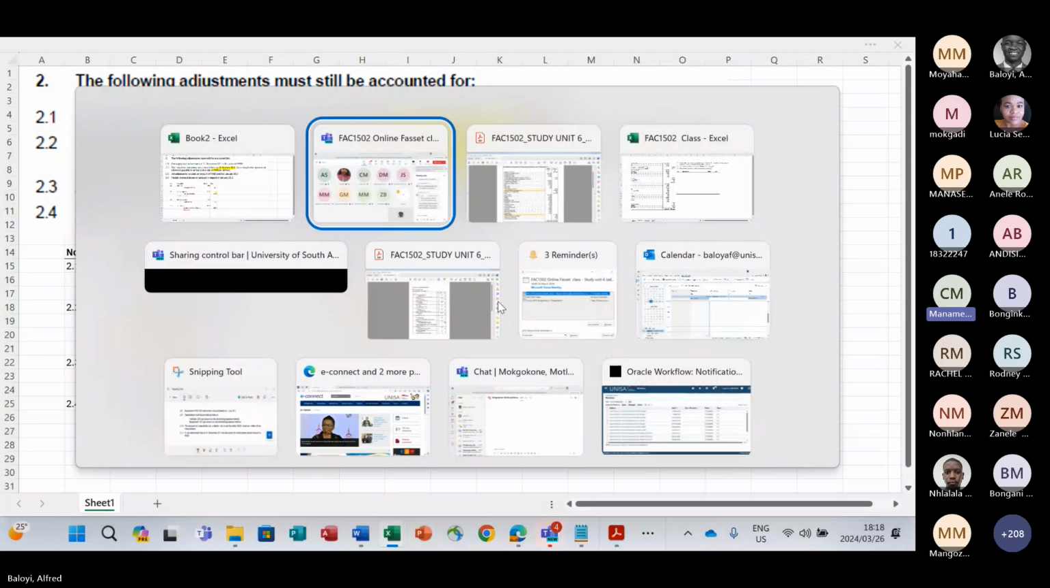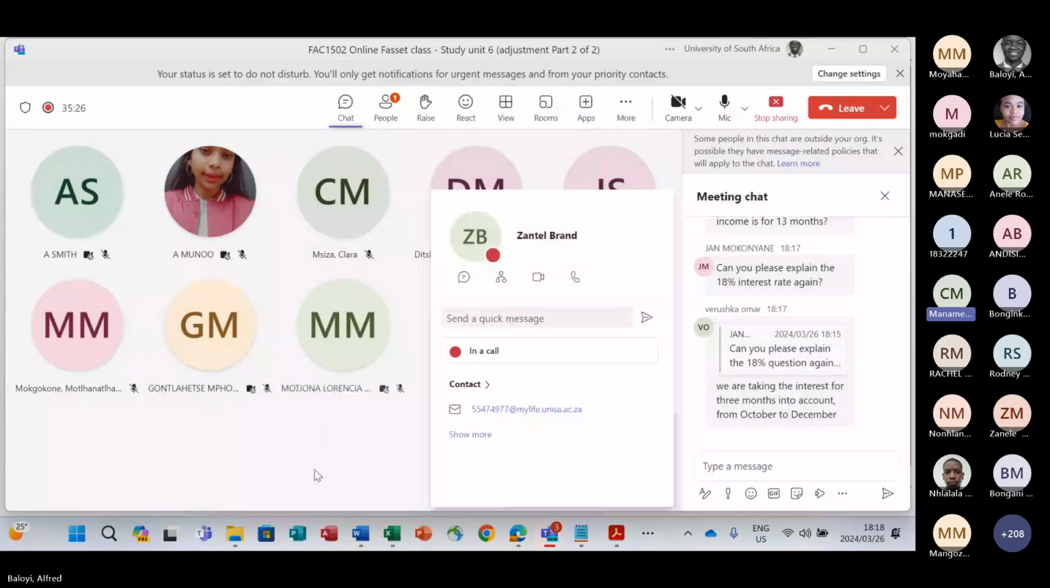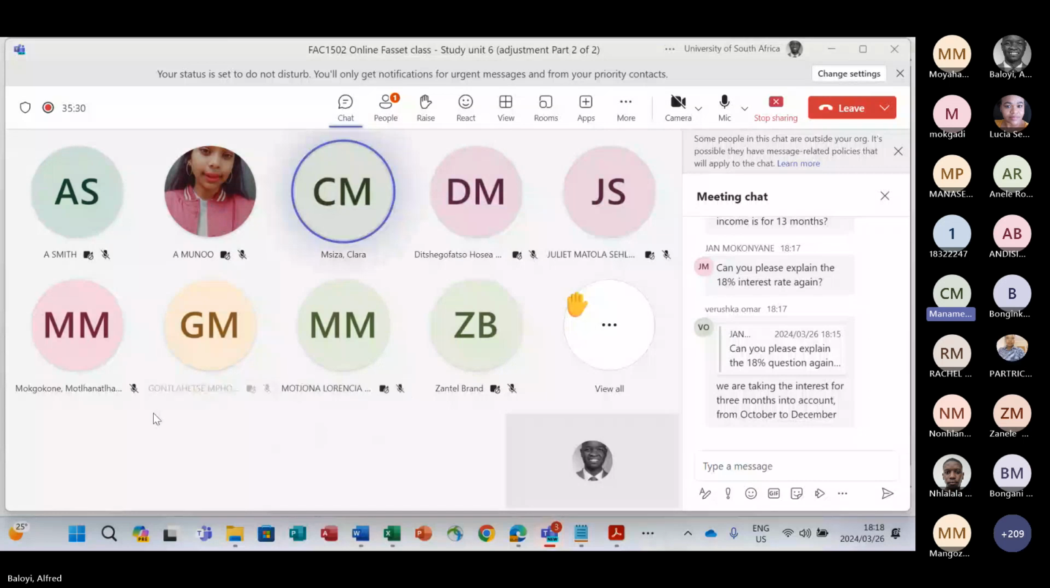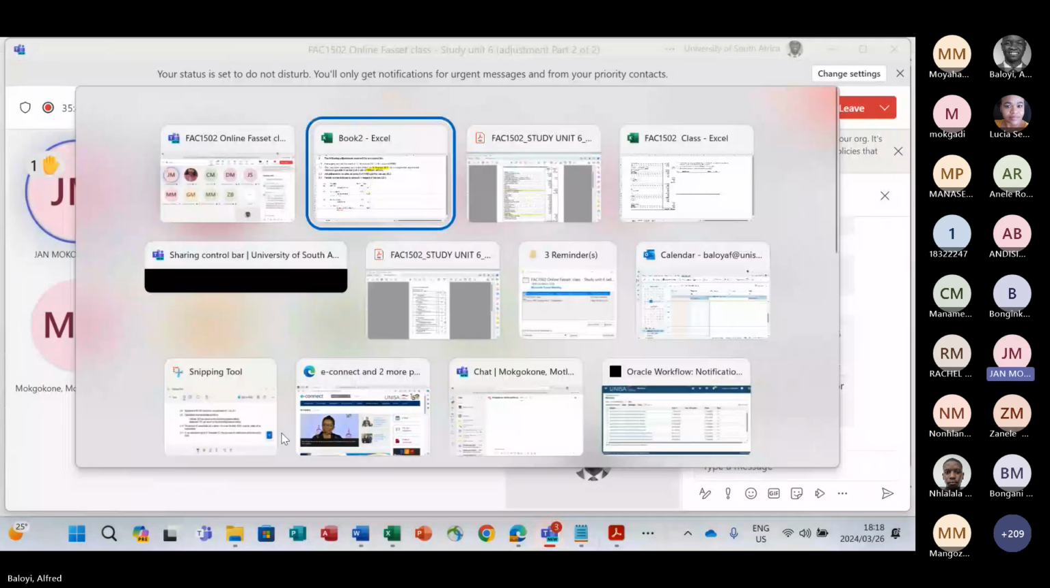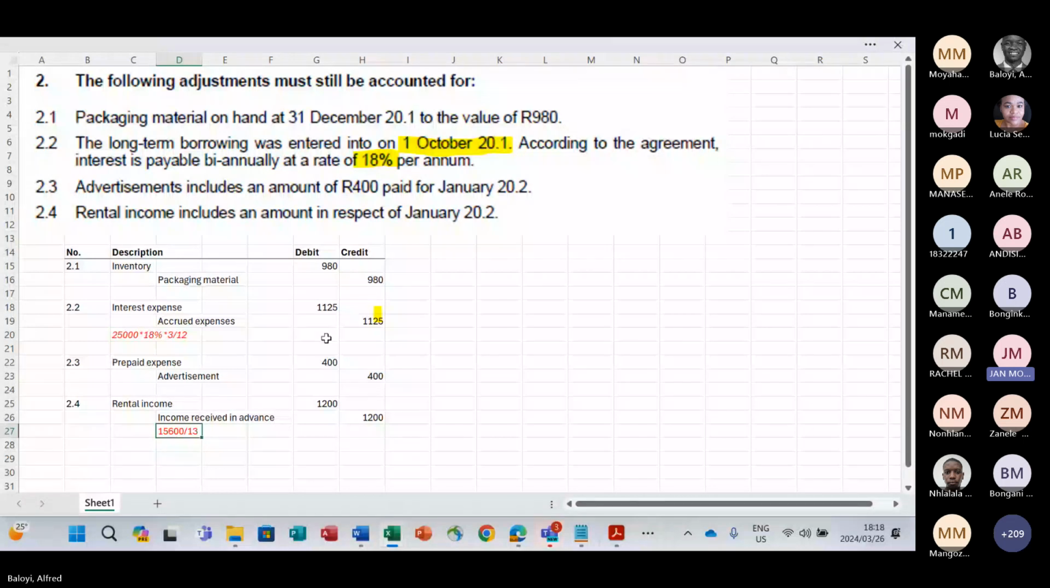Okay, Mr. Baloy, we have one hand. As you said, you were taking questions. So, Jan Mukwanyana, you can unmute. Sir, can you please repeat the question where they're talking about 18% interest rate? I was lost there.